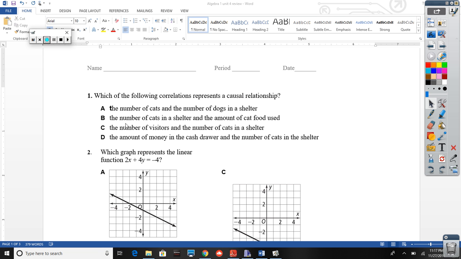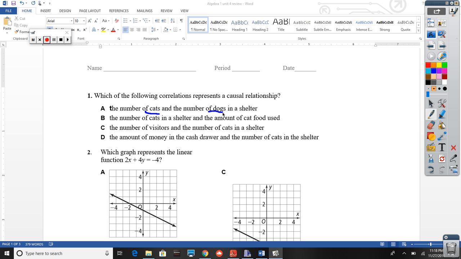Okay, let's look at letter A, and I'm not going to give you guys the answer, I'm just going to kind of help you guys figure it out. But it says the number of cats and the number of dogs in a shelter. So you need to ask yourself, if I add more cats to the shelter, does that mean that I'm gonna have more dogs in the shelter? If I add more cats and there are more dogs in the shelter, then definitely yes, this is a cause and effect, right? So you decide. Remember, I'm not giving you the answer, I'm just kind of helping you think about it.